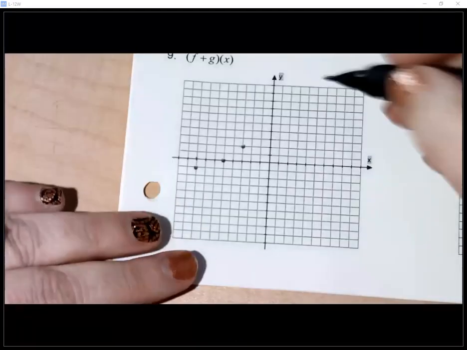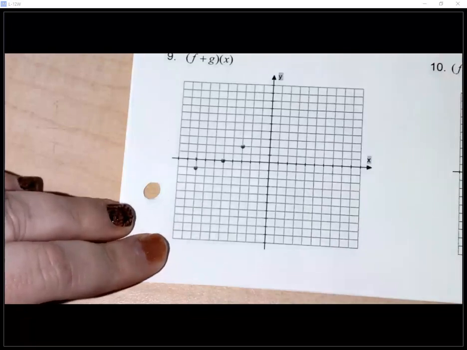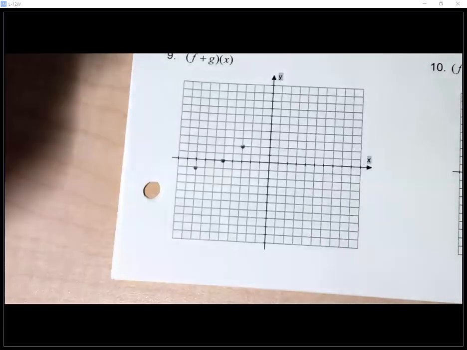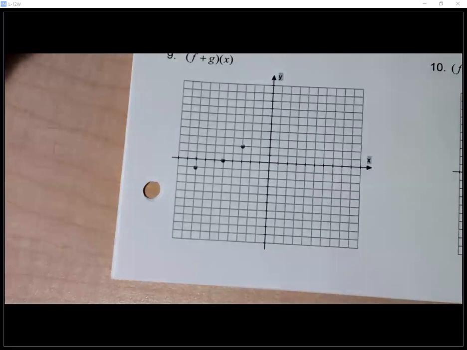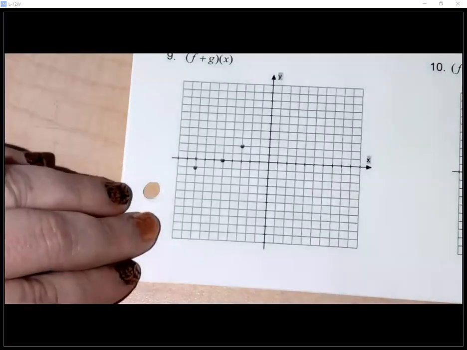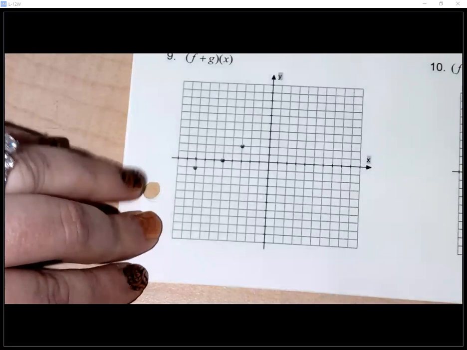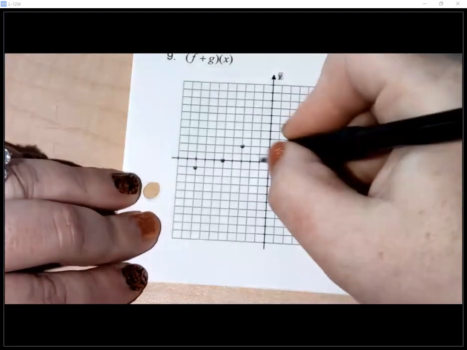What am I at now? So see how at -1, there's a dot on G, but there's not one on F. I still want to do it. Anytime one of them has a change, I want to evaluate at that point. Okay, so at -1, I'd have F is at +1, G is at -1. So add those two together, what do you get? 0. So at -1, I get a 0.